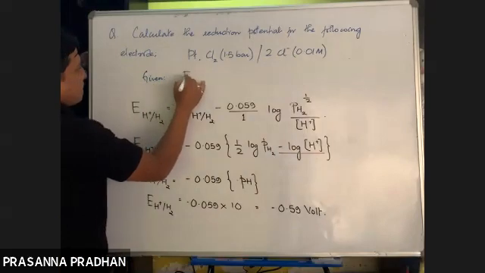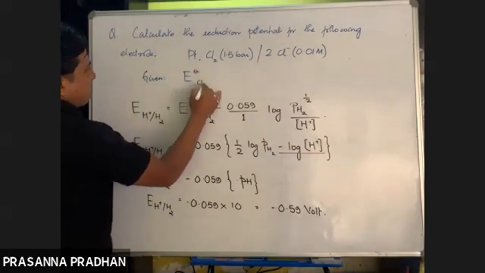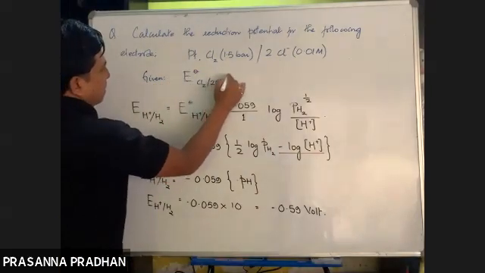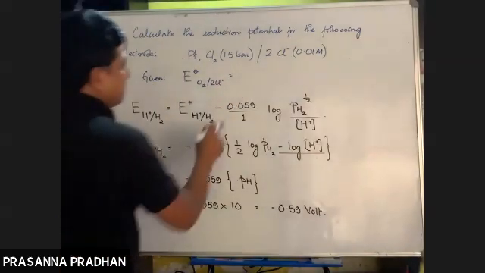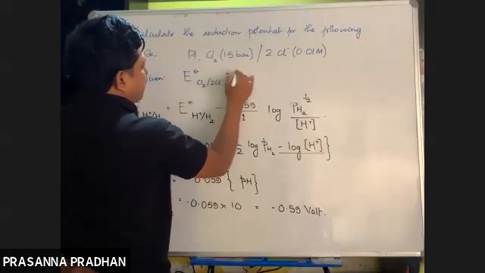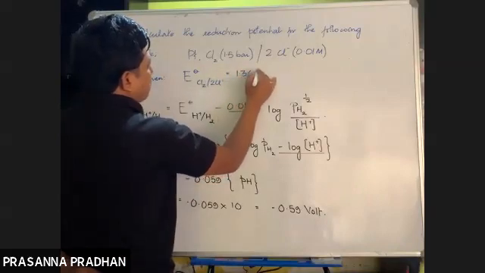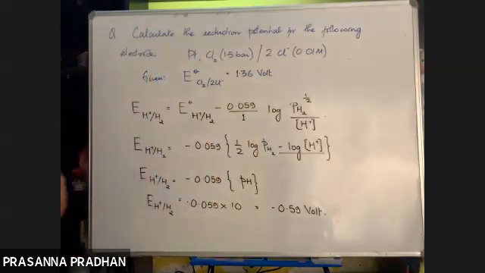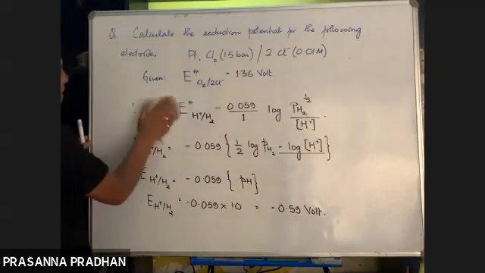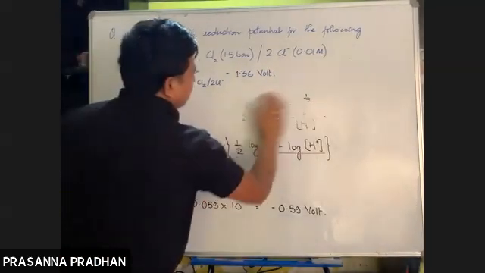It's given here that the standard reduction potential is equal to 1.36 volt. So what are you supposed to calculate now? You are supposed to calculate the reduction potential for this particular electrode.